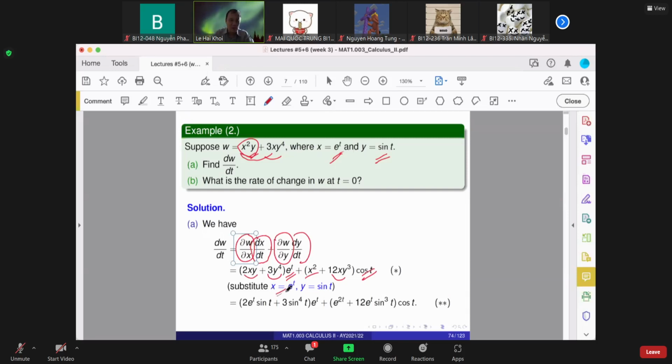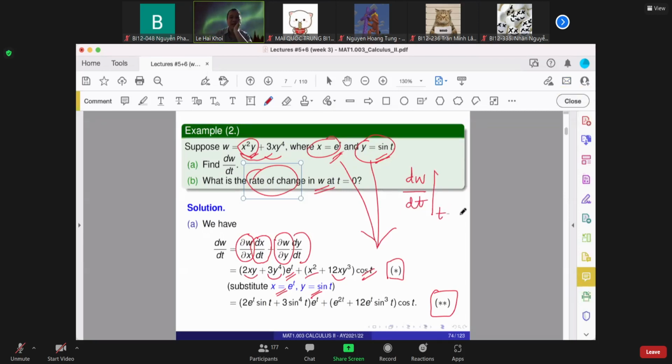But we can also represent this one star in terms of t, which means that everywhere we use the variable t, you substitute x and y in such a form into the formula. Then you have 2 stars. So that is that. And next, you are asked to find the rate of change in W at t equal to 0. The rate of change, we understand that this is the derivative, dw over dt, and then at t equal to 0.